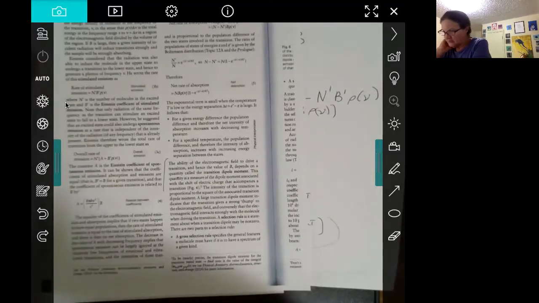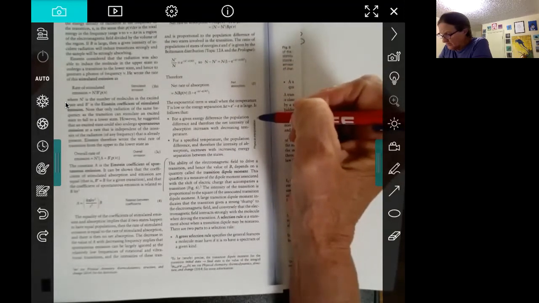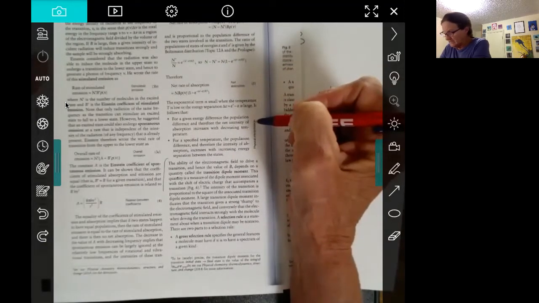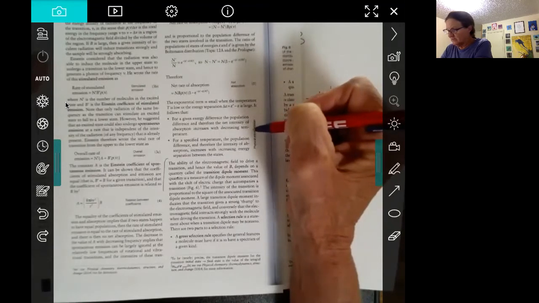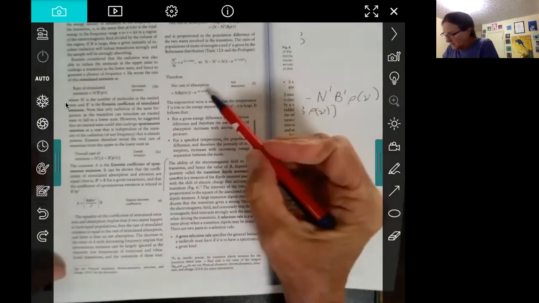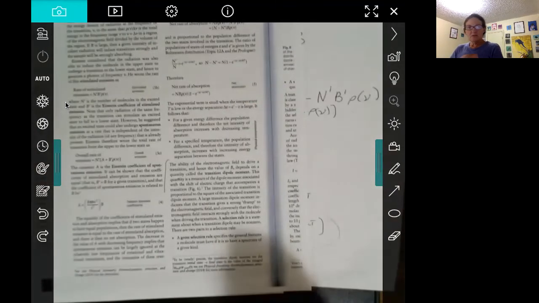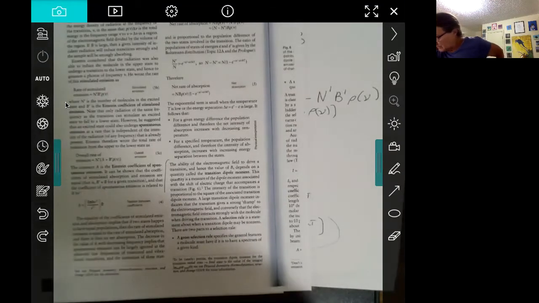This just then helps you think about how you have to set up an experiment. So for a given energy difference, the population difference, and therefore the net intensity of absorption, increases with decreasing temperature. What that really says is if you're at a low temperature, more of your molecules will be in the ground state than the excited state, which is this 1 over T term in the exponent. So you'll get more stimulated absorption because you'll have less stimulated emission.